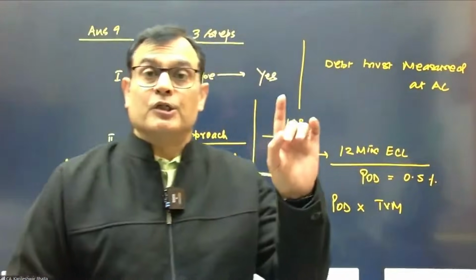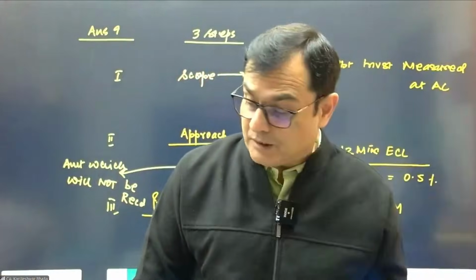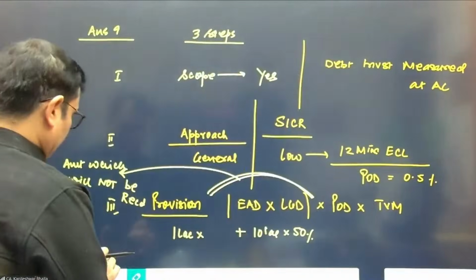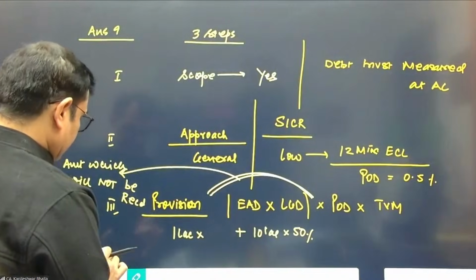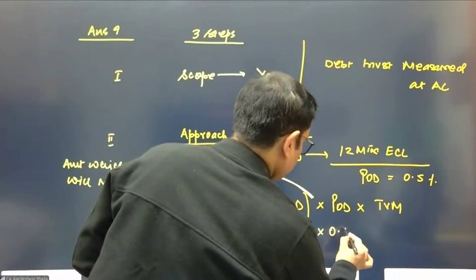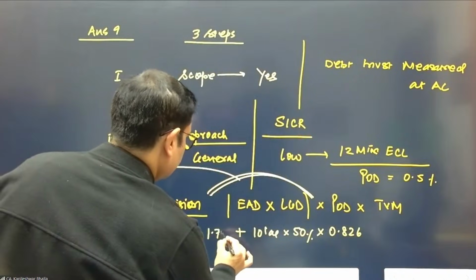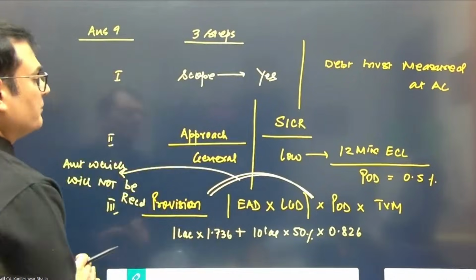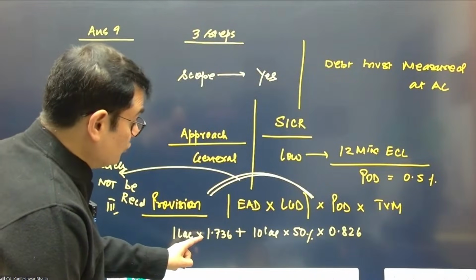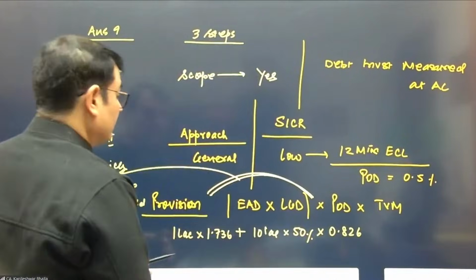So there are two things. You're not going to get the interest for the next 2 years to come, and you're not going to get the principal 50% over the next year. And let's take the discounting at the rate of 10%. So this is going to be 0.826, and this is going to be 1.736. So using the 10% interest rate into account, this is the interest for the next 2 years which you will not receive. This is 50% of the principal which you will not receive.